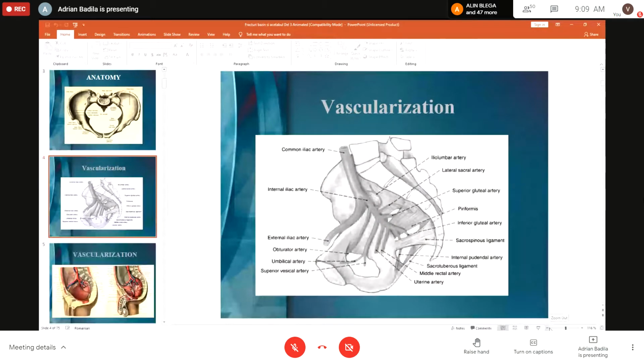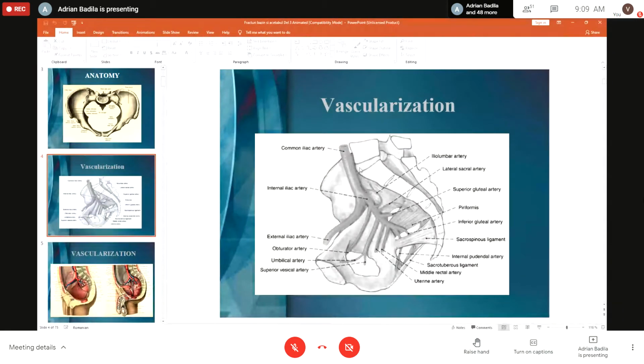A few things about the vascularization of the pelvis. We have the common iliac artery, which divides into the external one and the internal iliac artery. Above the iliopubic rami, the external iliac artery will continue with the femoral artery, while the internal iliac artery gives rise to the superior gluteal artery and the inferior gluteal artery. And here in the front, we have the obturator artery.